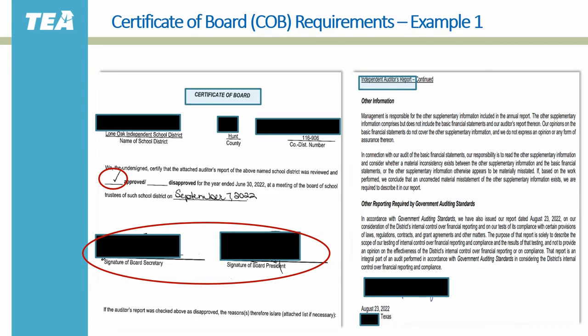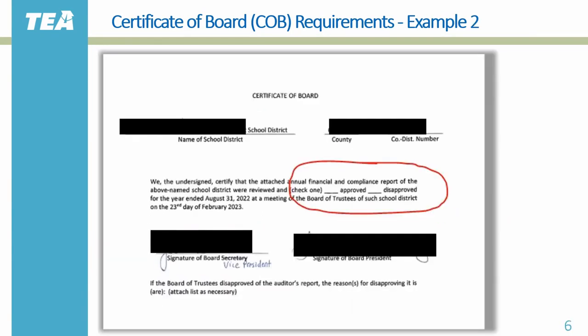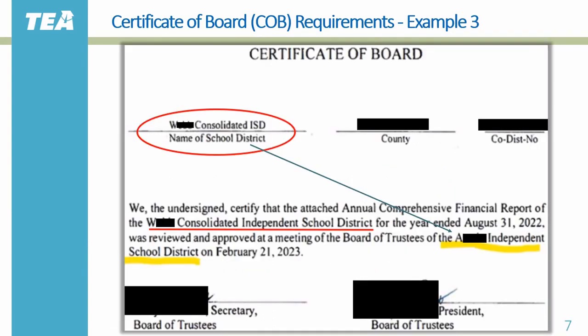Next, the date, September 7, 2022, on the Certificate of Board is after the date, August 23, 2022, on the independent auditor's report. Another example here to show the approved, disapproved box was not checked. This example shows that the names of the school district on this Certificate of Board were not agreed.